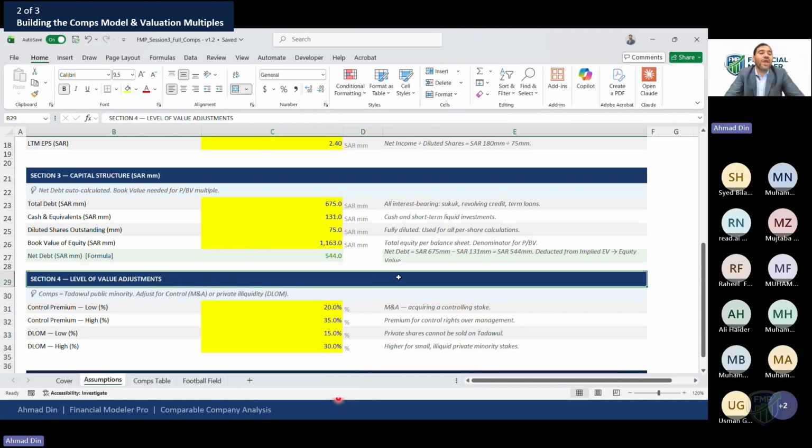Next we have the level of value adjustment, which we already discussed. Once we cover that in the theoretical part, then we will discuss how to apply it and what the ranges will be.